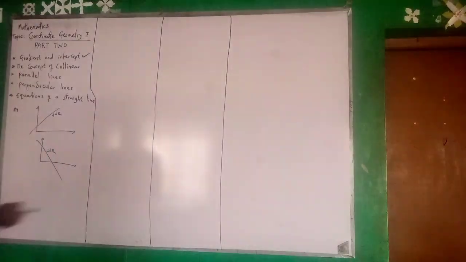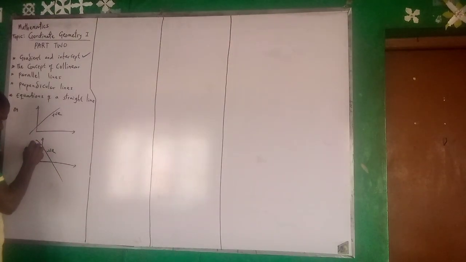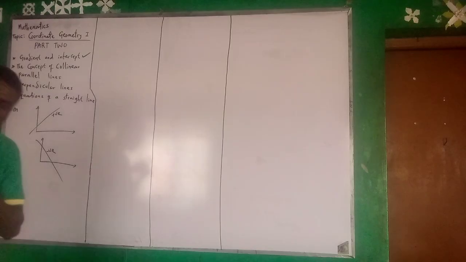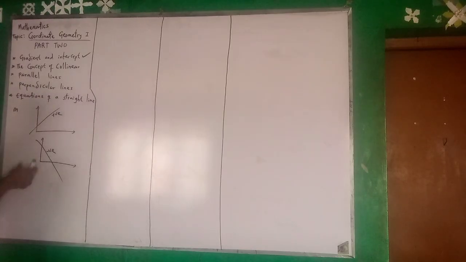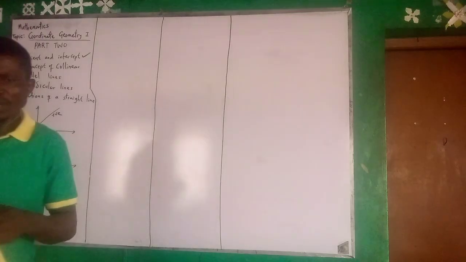Now intercept is the point where the line cuts the y-axis and x-axis. This one we call the y-intercept, right? And at the y-intercept, x is 0. Now here we call it the x-intercept, and at the x-intercept, y is 0.